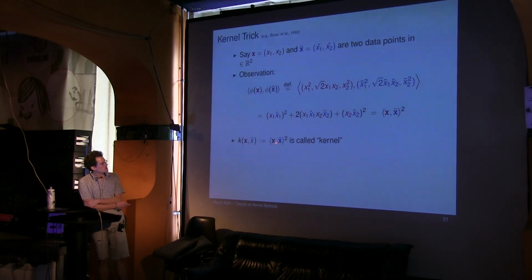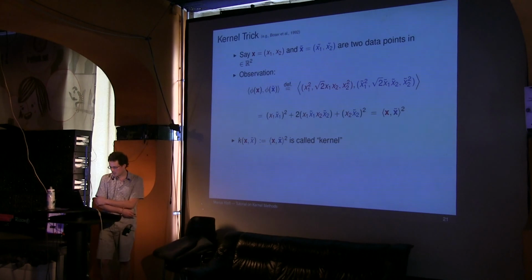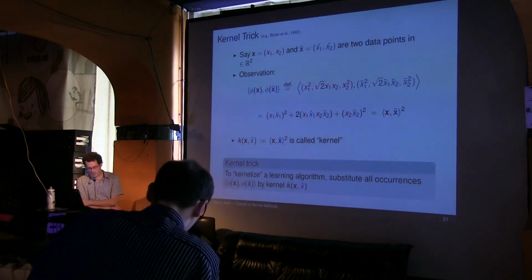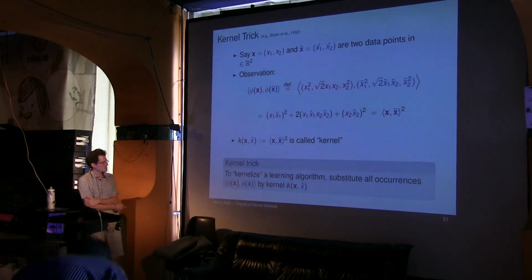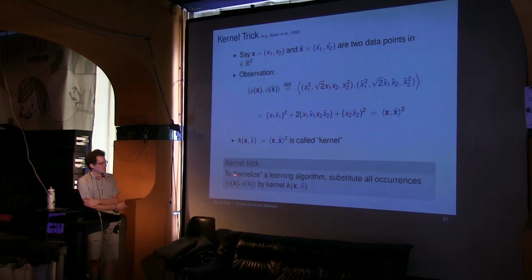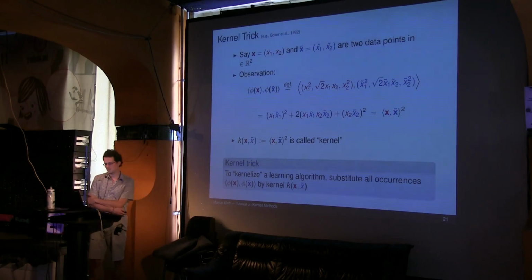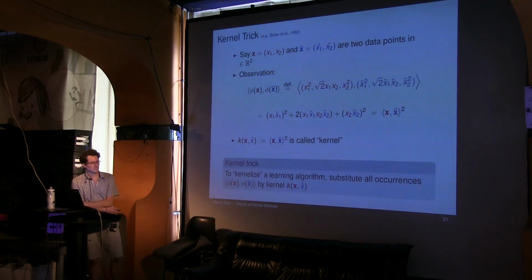And the idea is we call this product here the kernel. And the kernel trick is just the following. We can kernelize a learning algorithm by substituting all occurrences of the scalar products in the high-dimensional space just by the evaluation of the kernel function. So this is the whole trick. Are there questions at this point?